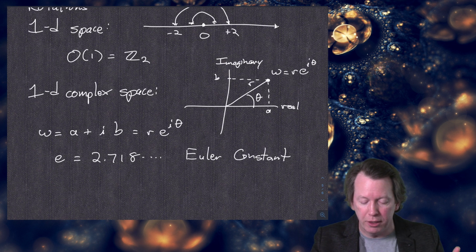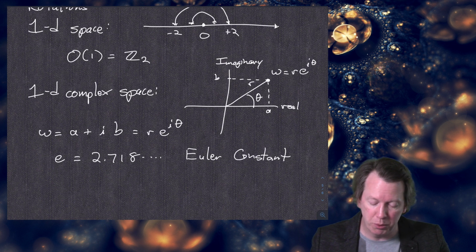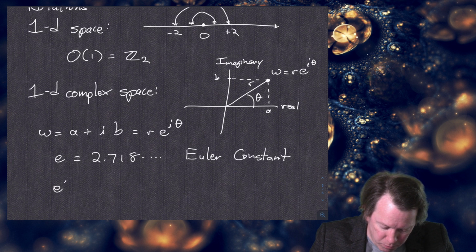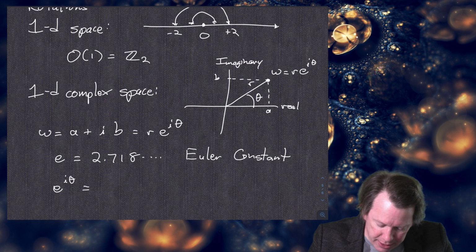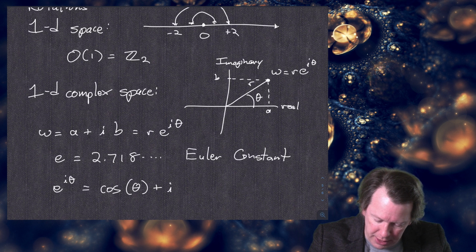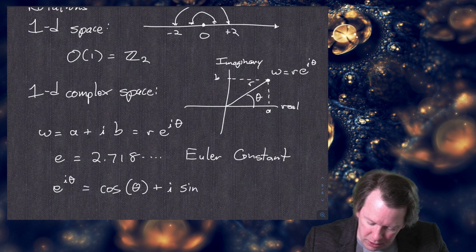And even better when you raise it to an imaginary number. That's what we're doing here, e to the i theta. So e to the i theta, theta is a real number. Theta is just this angle here. e to the i theta equals the cosine of theta plus i times the sine of theta.